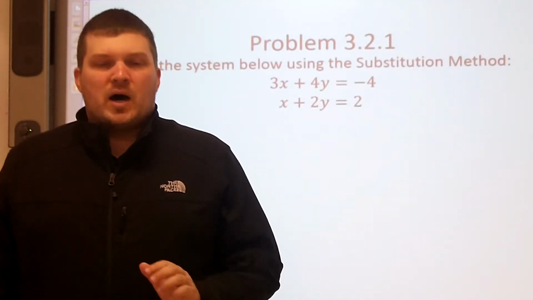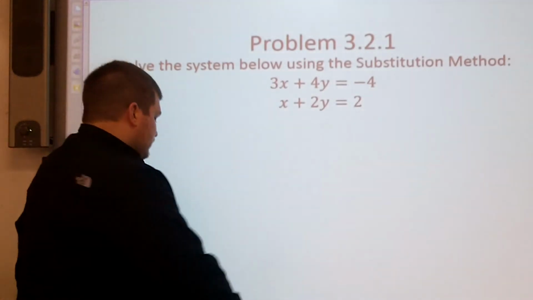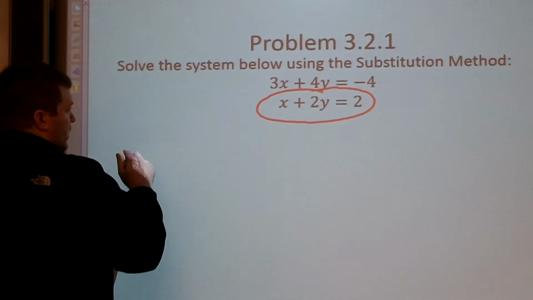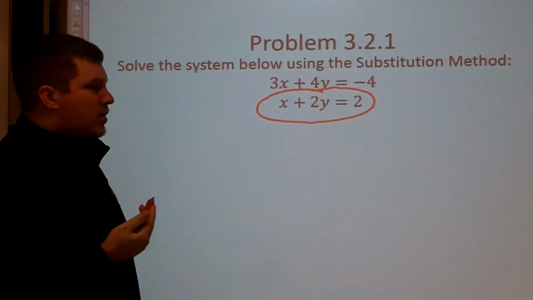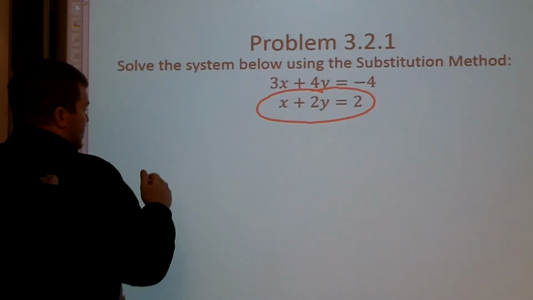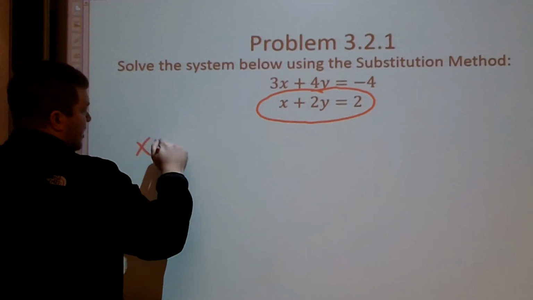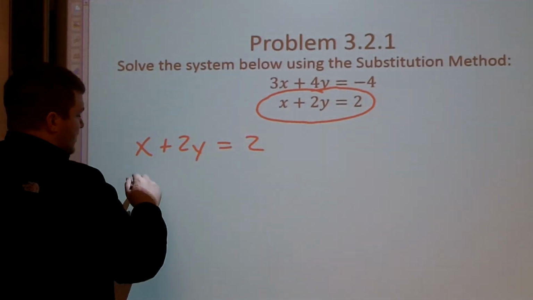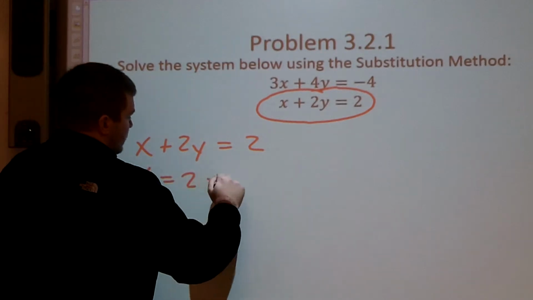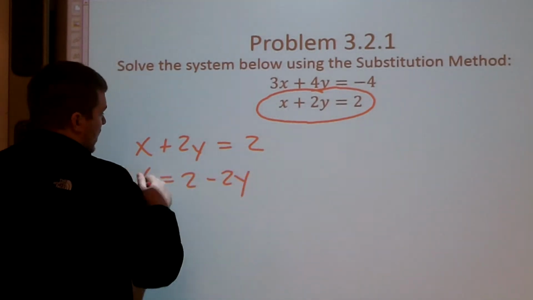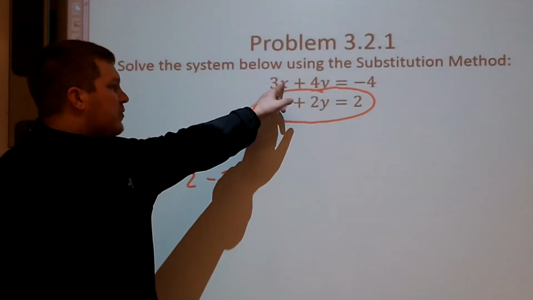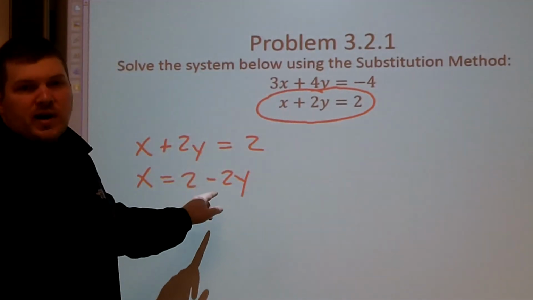I'm going to solve the bottom equation for x because that looks a little bit easier. You always want to make life as easy as possible for yourself. So I have x plus 2y is equal to 2. And to get x by itself, x is equal to 2 minus 2y. Okay, so what that means now in the top equation, everywhere I see an x, instead of writing x, I can write 2 minus 2y.